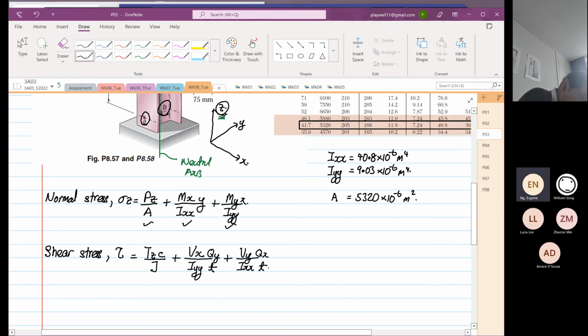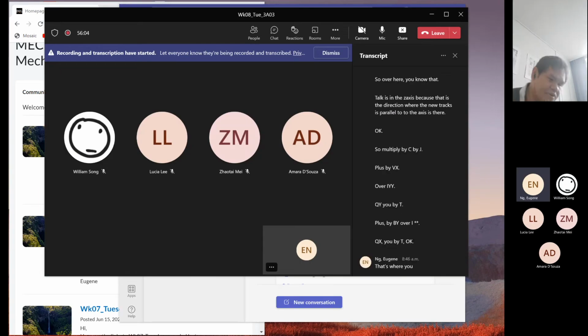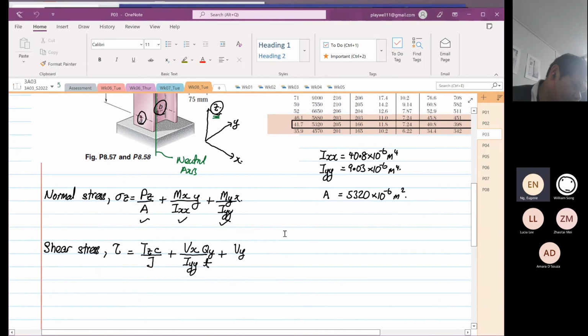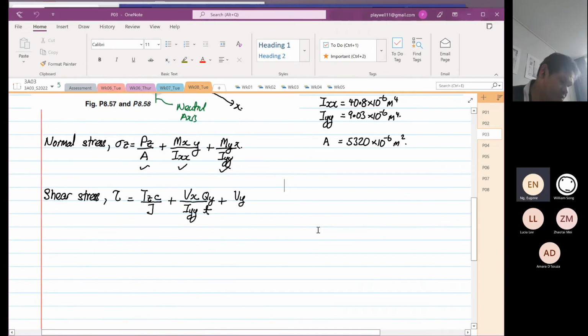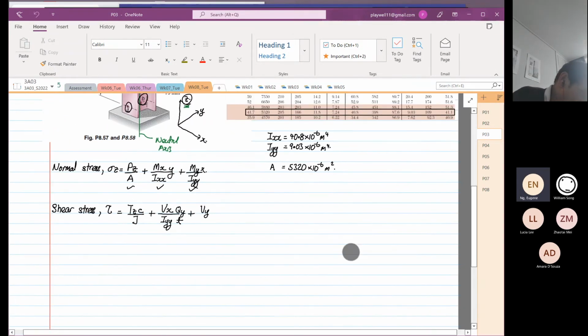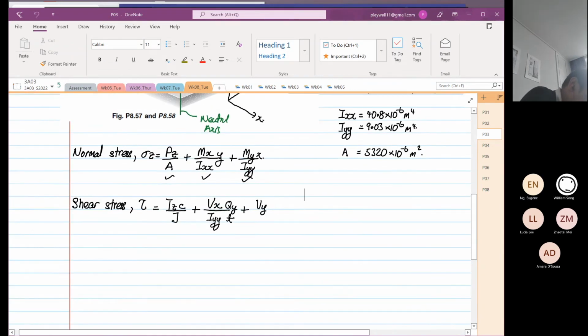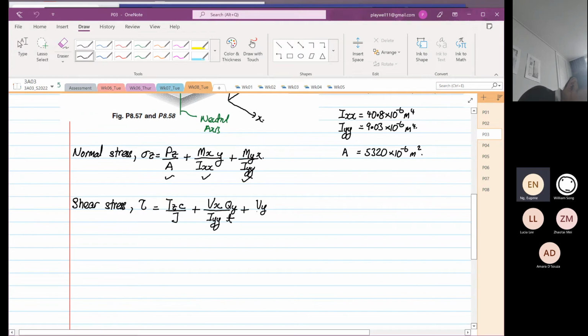Qx divided by T. Okay. That's where you see, oops, my computer crapped out again and came back in. Okay, I do apologize. Things went missing. They always do this when they jump in and out. So that is where you have Vy over Ixx, Qx divided by T.